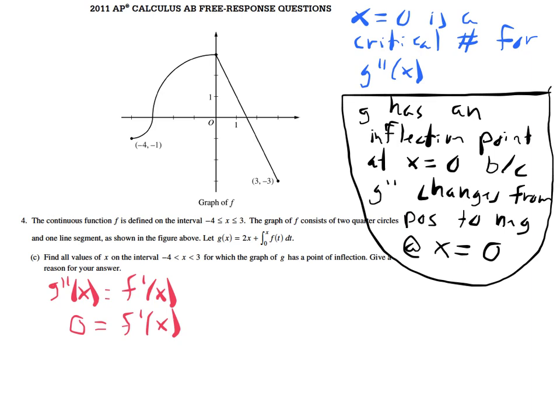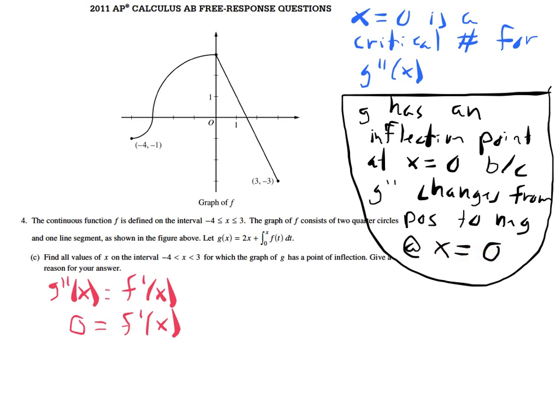And for my justification, or giving a reason, it's just exactly how we think about the problem. How did I test? Well, I checked to see where the second derivative changes from positive to negative. I don't need to say anything more than that. So g has an inflection point at x equals 0 because g double prime changes from positive to negative at x equals 0. And that's all I need to say.